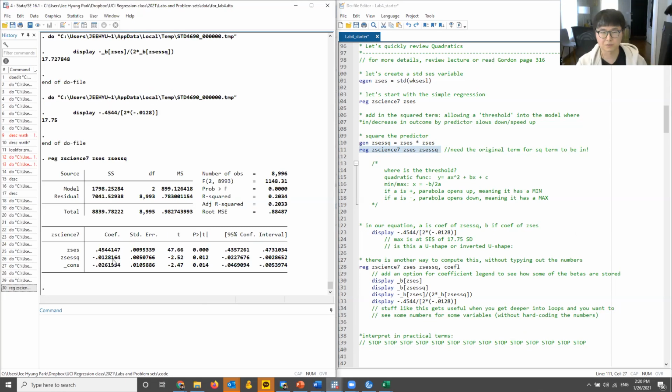If you have to interpret this relationship between science and SES, what do you notice?